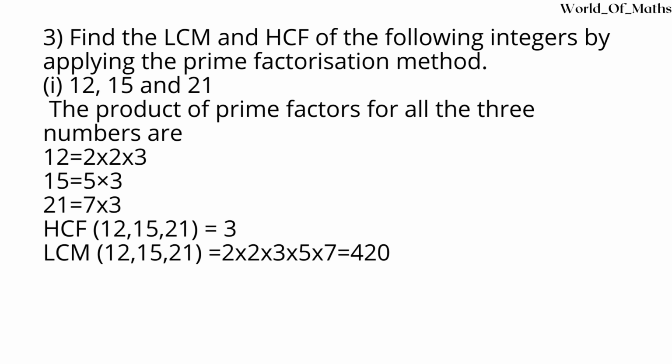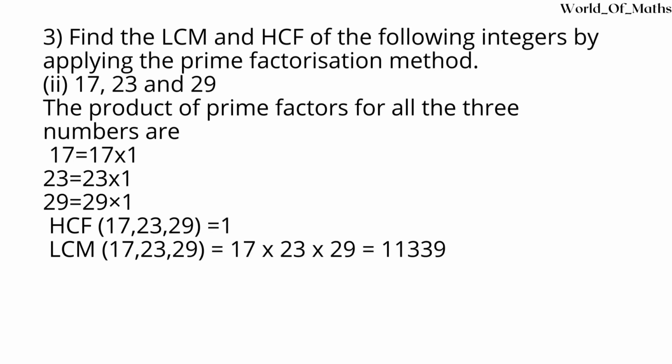Therefore, the HCF of 12, 15 and 21 is 3. We can see 3 is the common factor. So the HCF for 12, 15, 21 is 3, and the LCM for 12, 15, 21 is the highest power of all the factors involved. So here we can see 2 to the power of 2, which is 2 multiplied by 2 multiplied by 3 multiplied by 5 and multiplied by 7, which will give you 420. So the HCF is 3 and LCM is 420.